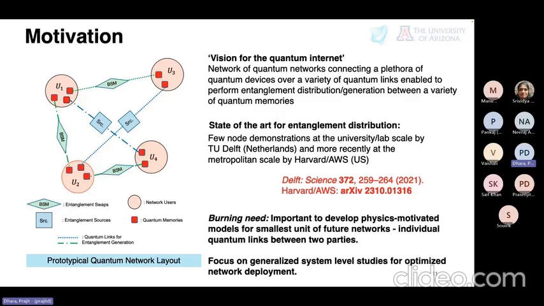So the burning need in this field right now is to develop some physics-motivated models for the smallest unit of future networks and then build from that. And that's what my research has been focused on, and that's what our lab has been trying to do. We don't specifically limit ourselves to one specific configuration or one type of experiment, but we try to do our studies at the most generalized scale. So the focus is on generalized system-level studies for optimized network deployment.